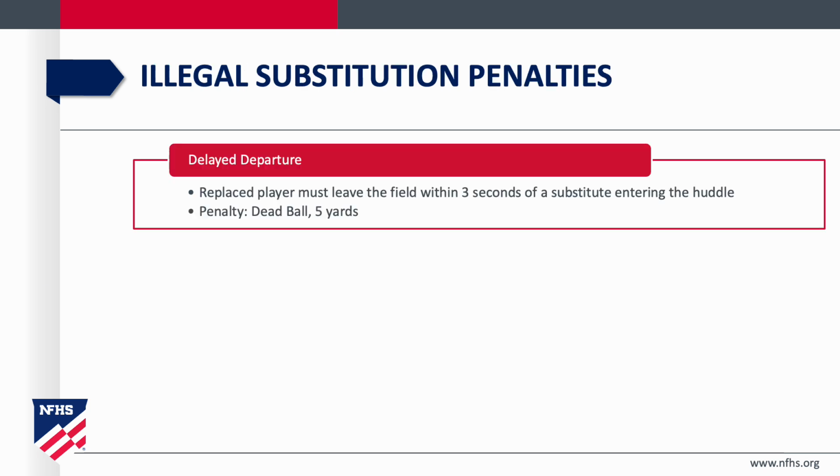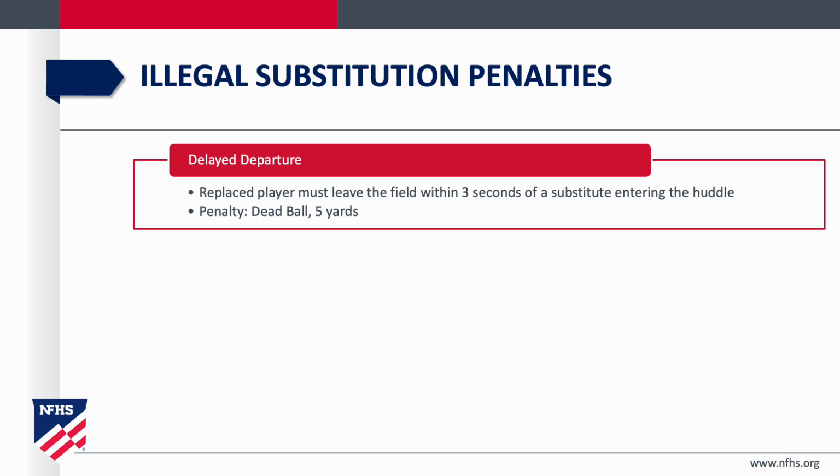There are 6 ways in which teams can commit an illegal substitution foul. The first is probably the most common, delayed departure. This is a penalty that is commonly misunderstood in high school because it's different than the NFL and NCAA.